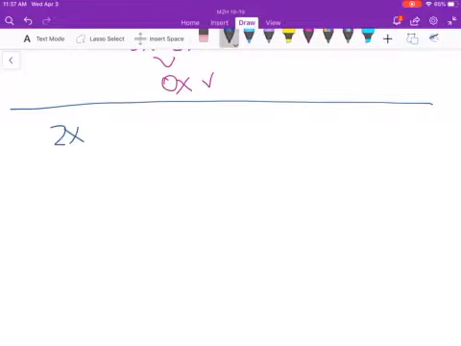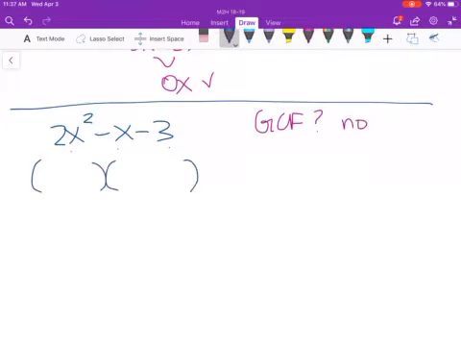Let's look at 2x squared minus x minus 3. Okay, so just like last time, do we have a GCF? Is there a number that we can divide by each of these terms? Nope, there is not this time. So that means we're going to go right into our two factors.